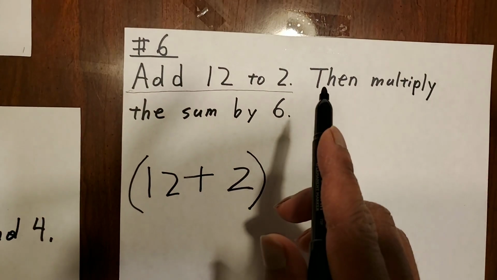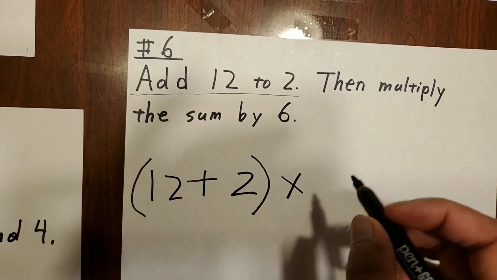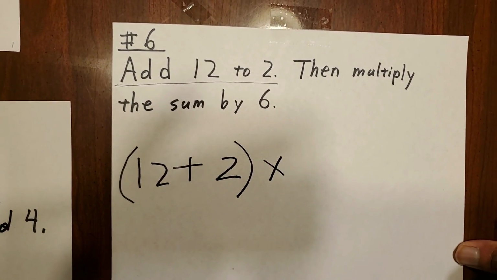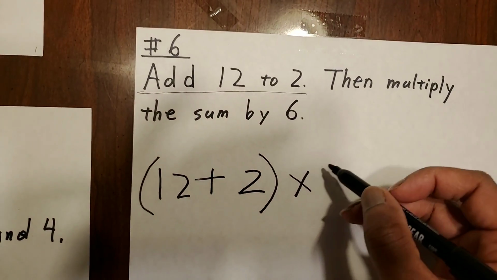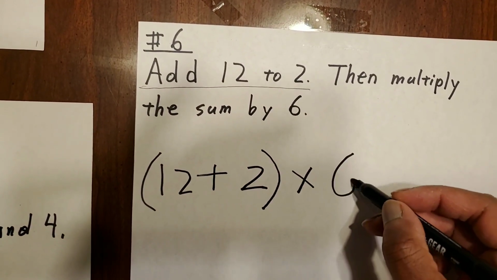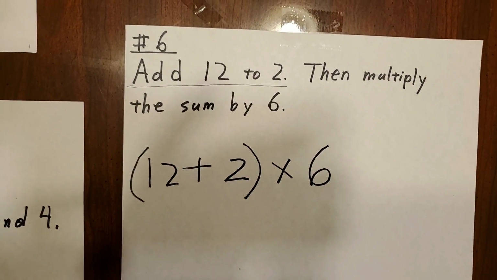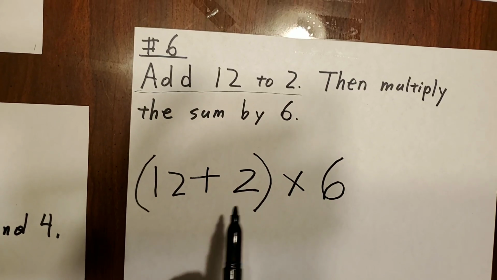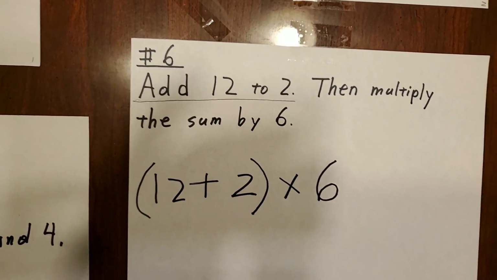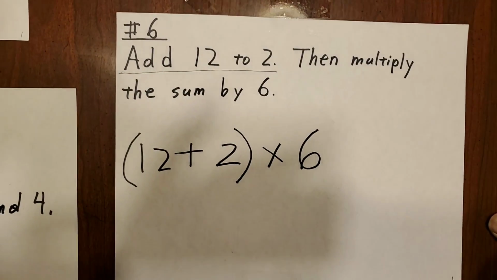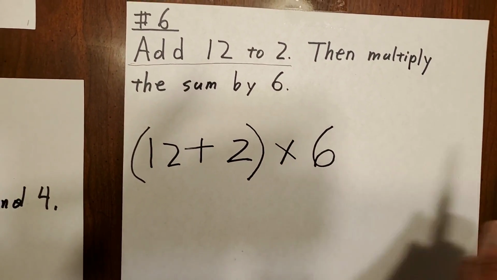And what are we doing? Once again, we are multiplying. Then multiply the sum by what? What are we multiplying by? We are multiplying the sum by 6. There we go. So this number sentence right here represents what we have. We can say add 12 to 2, then multiply the sum by 6. Or we can say 12 plus 2, in parentheses, times 6.